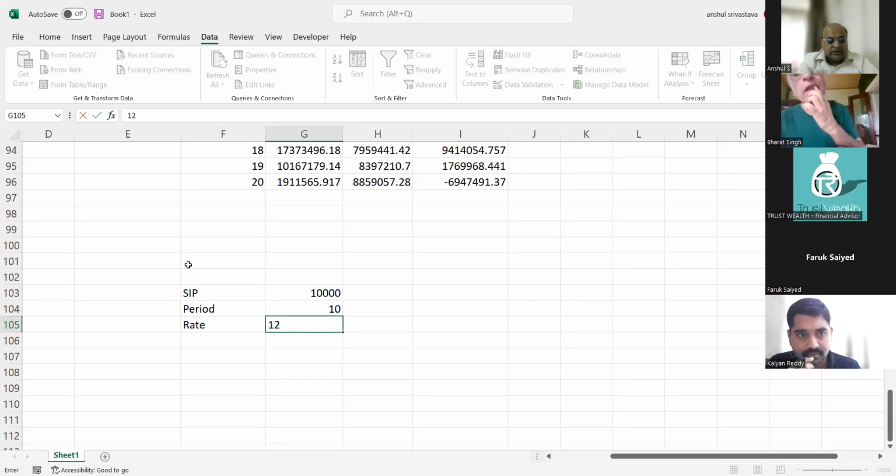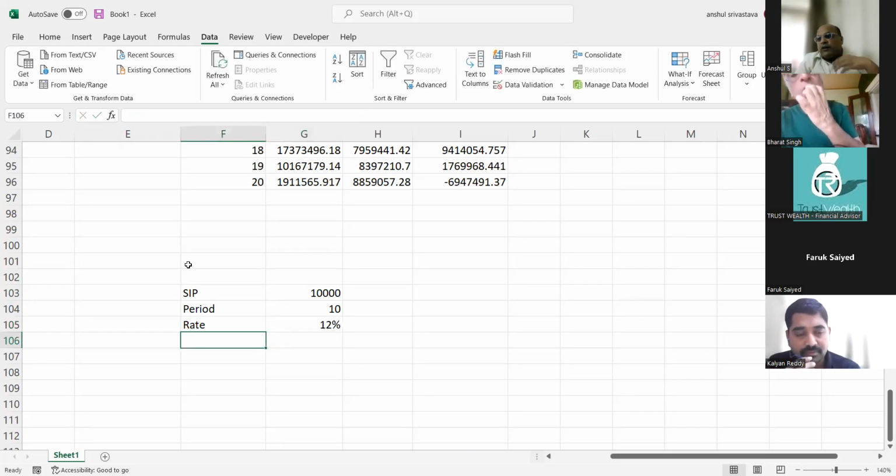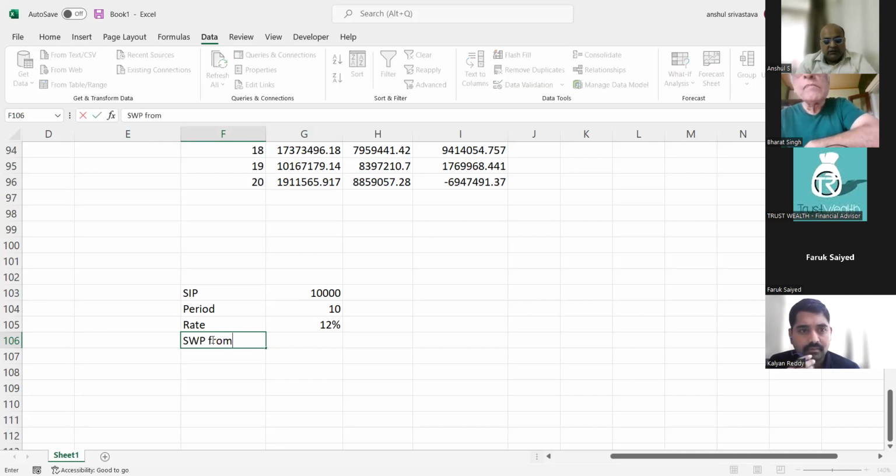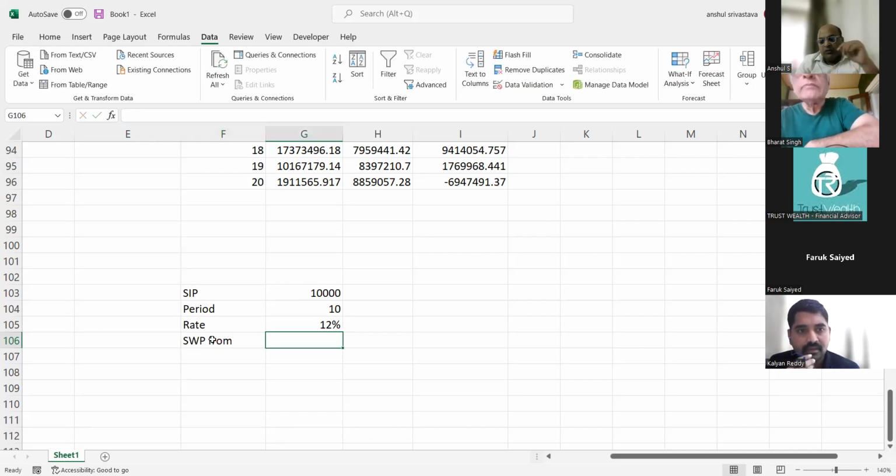Rate is 12%. And Farooq, can you put yourself on mute? Actually, there is some disturbance. Yeah, thank you. Rate is 12%, and SWP starts from 11th year. From 11th year. And for how many years? That is for about 15 years. 15 years. Okay. And SWP amount is 20,000, 15,000.